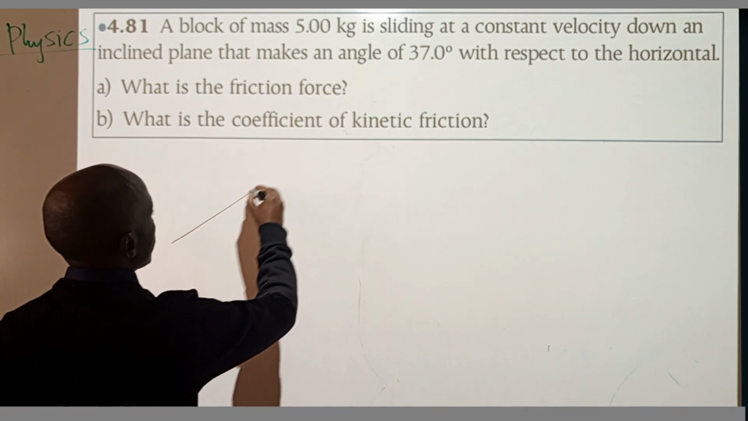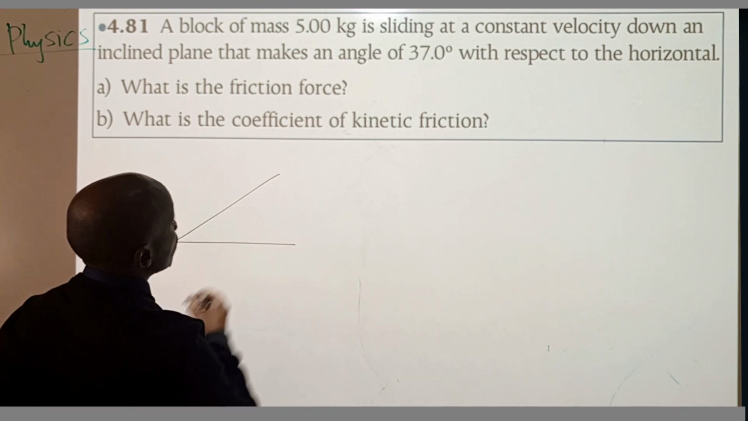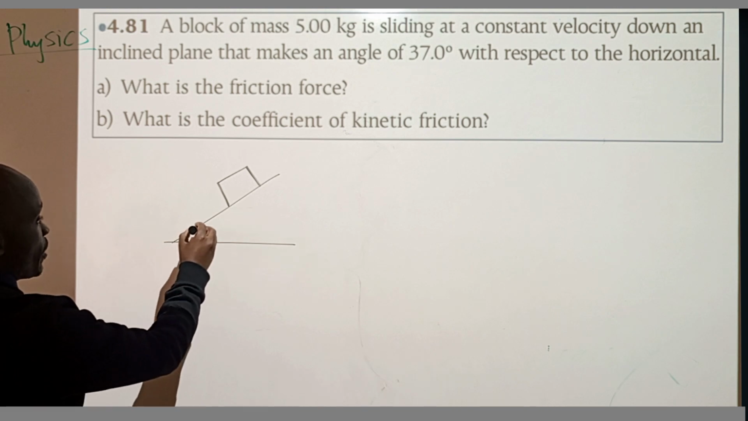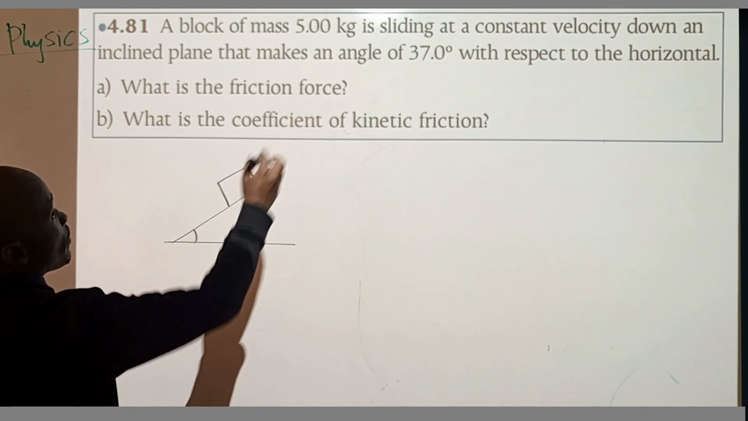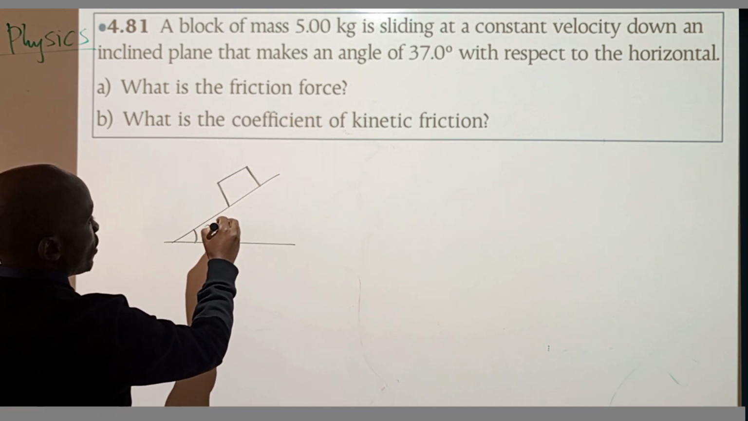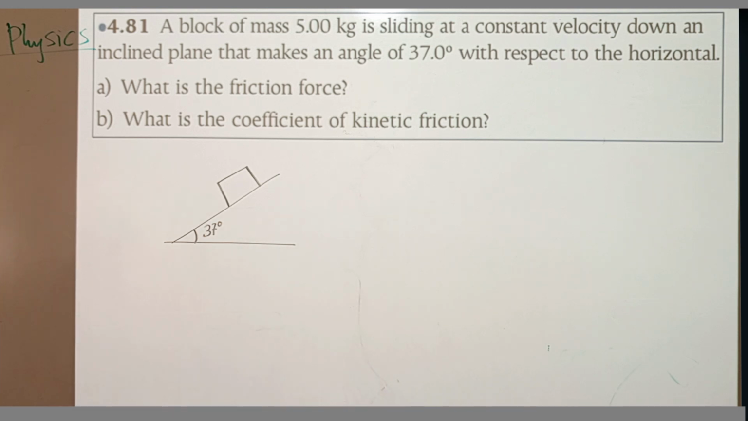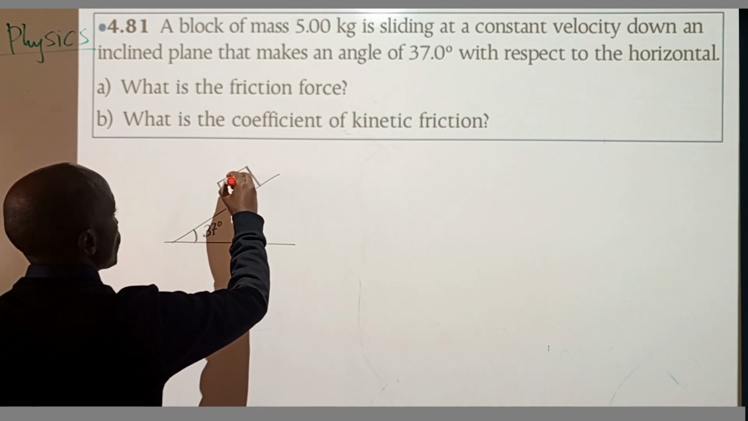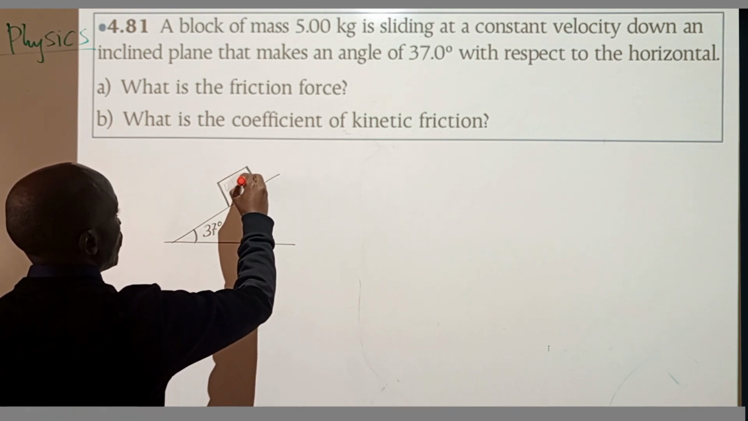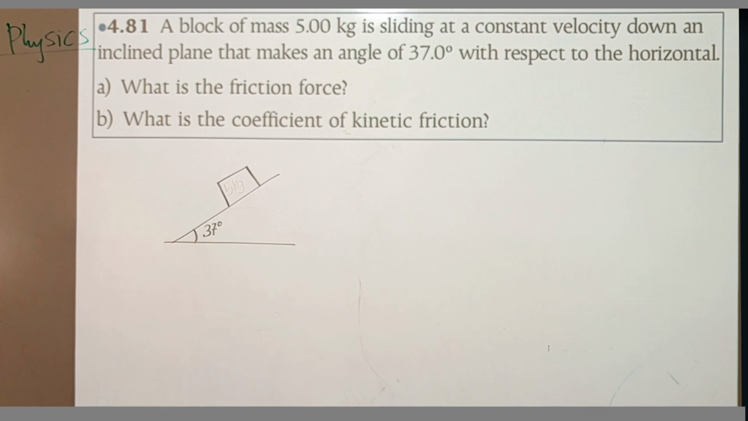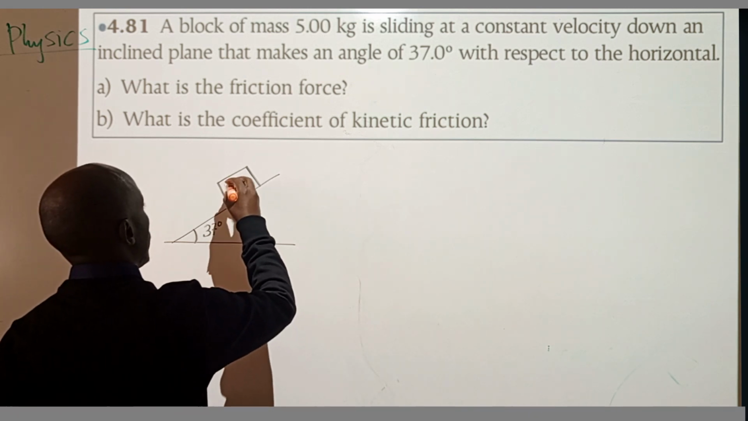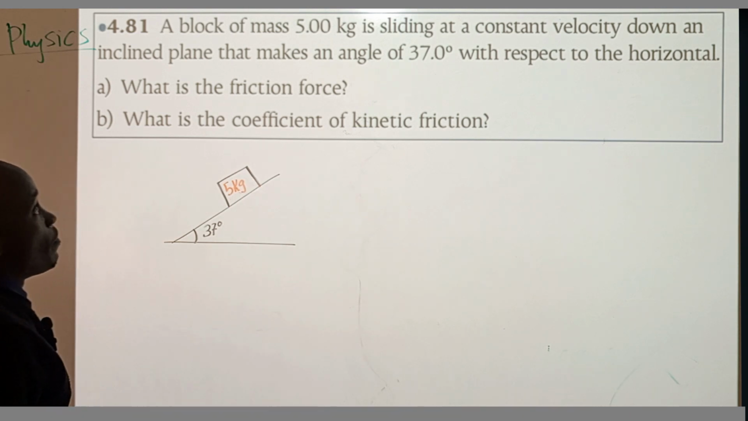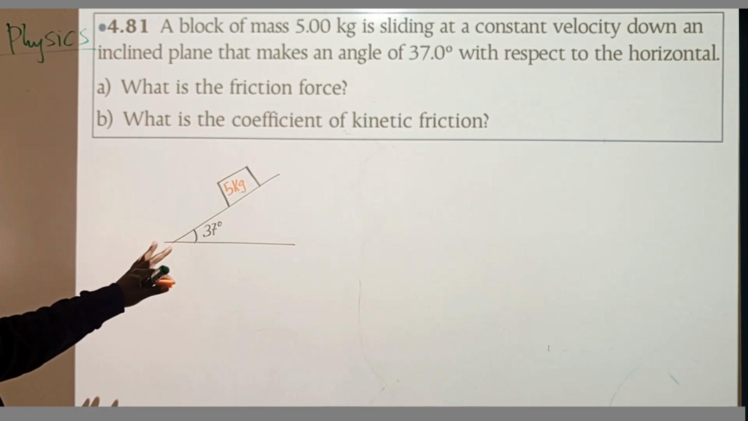So we can have it here. This is the incline, and then we have the block here, right? And this angle is given as 37 degrees. Then the block is 5 kilograms, so 5 kg, with respect to the horizontal.